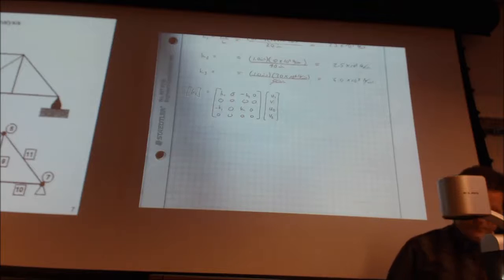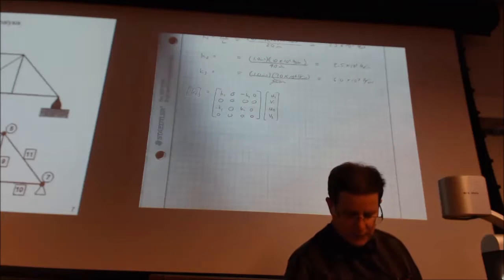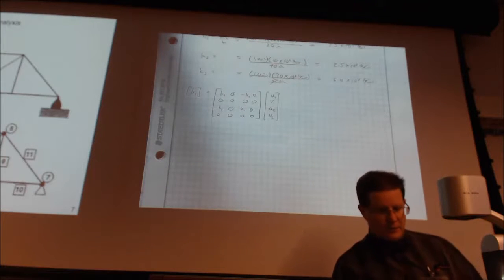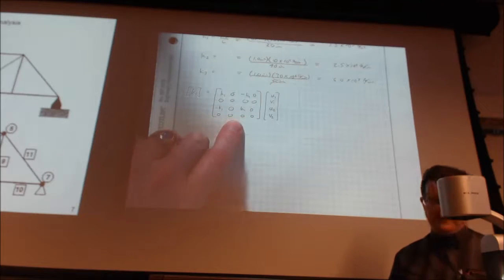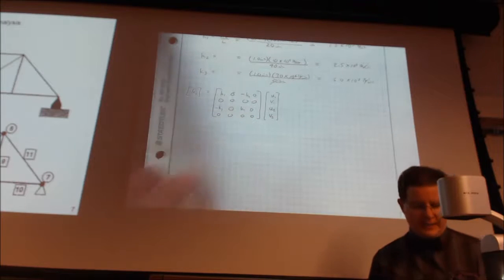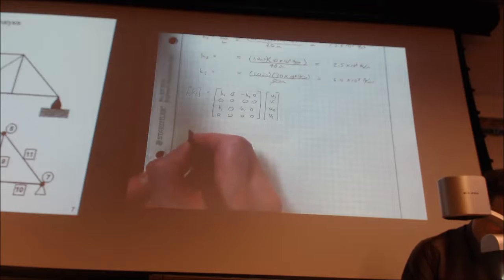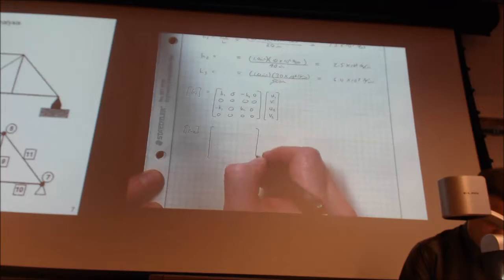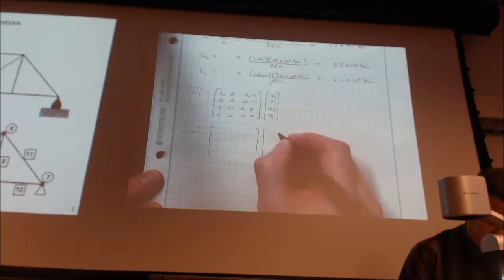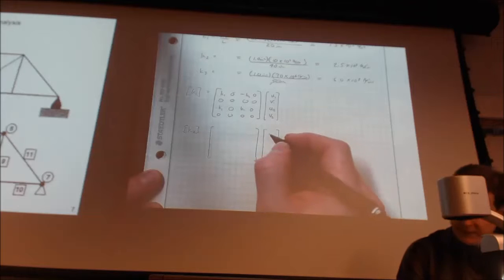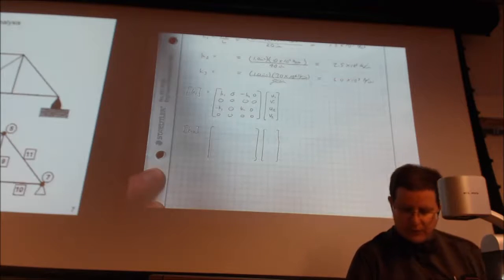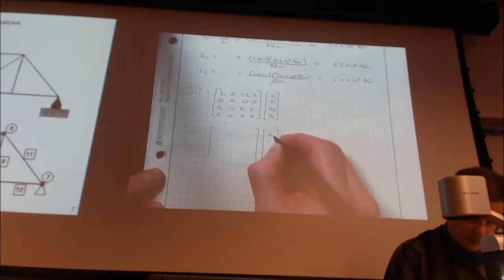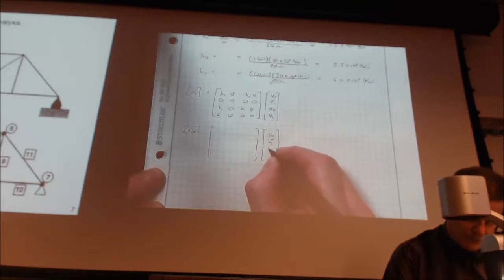So that's K1. Let's see. So element 2. Remember, this matrix is for one that's aligned with the axis. So K2 is also aligned with the axis. So what's it going to look like? Is it going to be exact? Let's see, what are my elements? K2. So this is U2, U2, U3, U3.